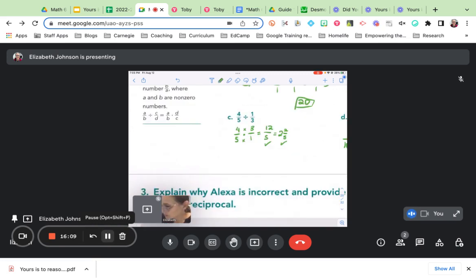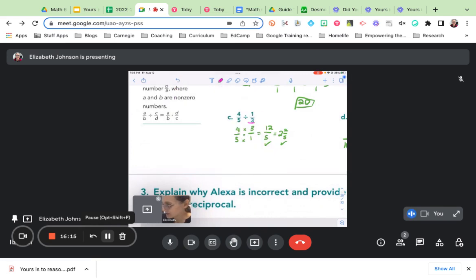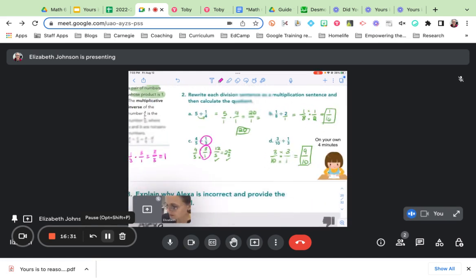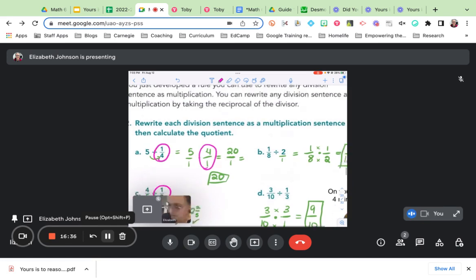We used some reciprocals right here. So for example, we had 1/3 and 3 over 1. Check it out. This is why those two numbers are reciprocals. If I multiply 1/3 times 3 over 1, I get 3 over 3. That's 1. How about this one? We had 1/4 and 4 over 1. The same thing will happen if we multiply those together. 1/4 times 4 over 1 gives me 4 over 4. That's 1. That's why those are reciprocals.